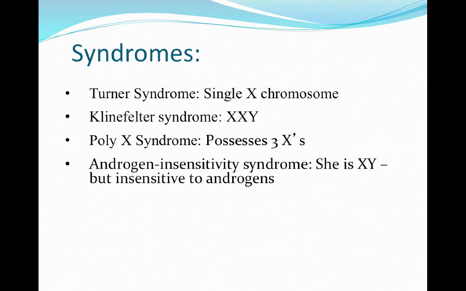And then a last syndrome that we're going to talk about is androgen insensitivity syndrome, where a female actually has the genotype of XY. However, even though there's the presence of the Y chromosome, that individual is insensitive to androgens, so she doesn't have the ability to respond to testosterone and some of the other androgens that are found in the system. So realize that all of these syndromes are pretty severe, and they have major issues on brain development. A lot of individuals with these types of syndromes will actually be pretty severely mentally impaired.